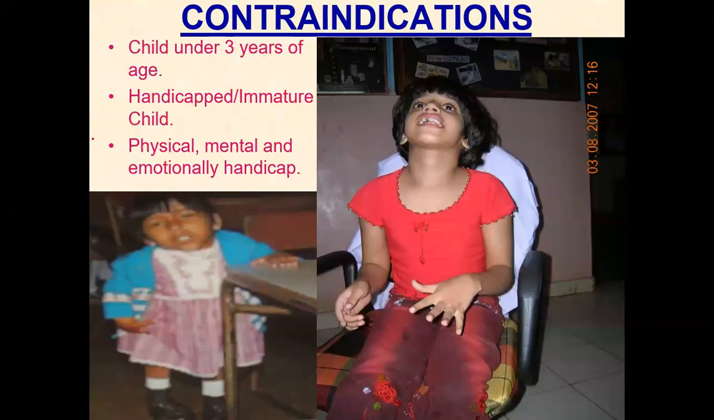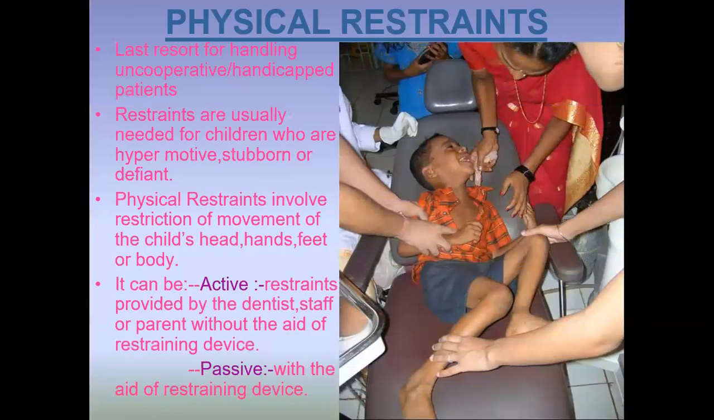Now coming to the contraindications. A child under 3 years of age, you cannot do HOME because the intellectual ability of the child is less. The second one is a handicapped or immature child. You can see the child who's sitting there. Such children you are not supposed to do HOME. And physically, mentally, and emotionally handicapped children, you are not supposed to do hand over mouth exercise.